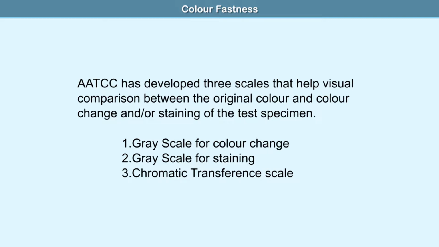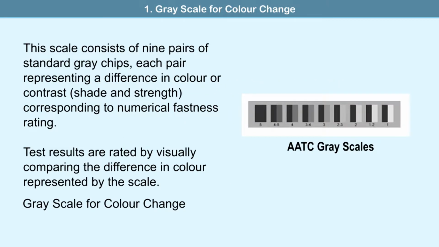AATCC has developed three scales that help visual comparison between the original color and color change and staining of the test specimen. These scales are gray scales for color change and staining and chromatic transference scales. AATCC gray scales: gray scale for color change, gray scale for staining, chromatic transference scale. Gray scale for color change: this scale consists of 9 pairs of standard gray chips, each pair representing a difference in color or contrast corresponding to numerical fastness rating.